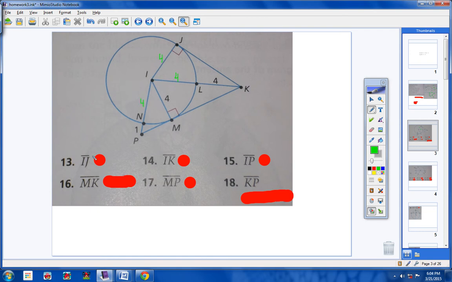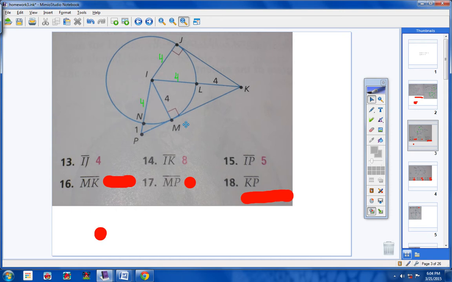Now the first thing they want us to find is IJ. Well, IJ has a length of 4. So the answer to number 13 would be 4. Now, IK. Well, if I'm going from I to K, think about it. From I to L is 4. And from L to K is 4. So the whole length from I to K has to be 8. Now let's find the length of IP. Well, here's IP right here. From I to N, we have 4. From N to P, we have 1. So 1 plus 4 is going to be 5. So from I to P is going to be 5. So the answer is 5.